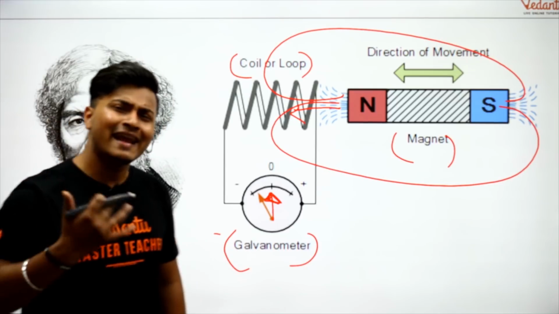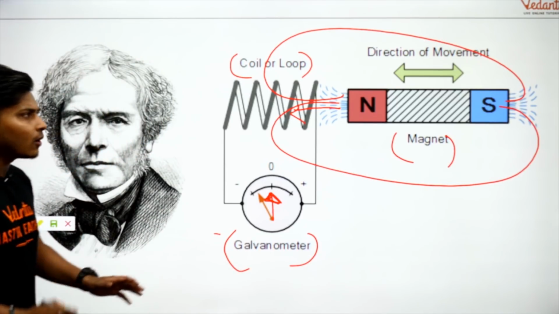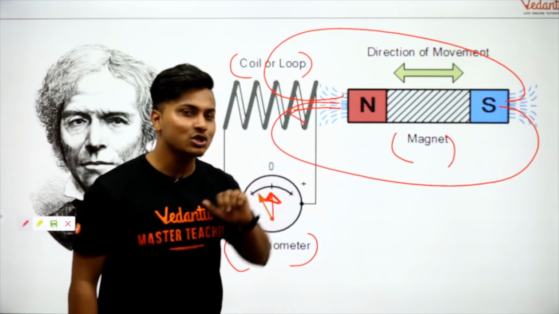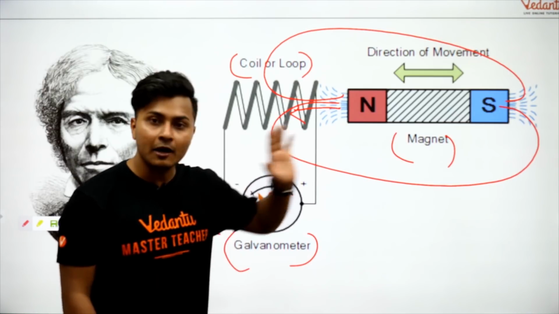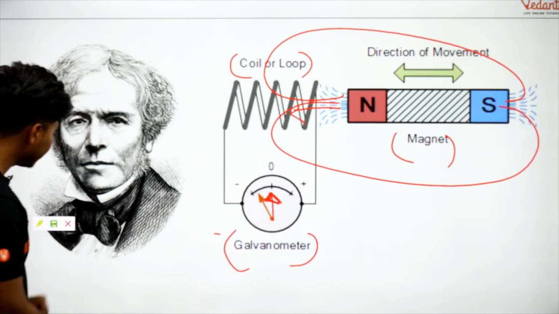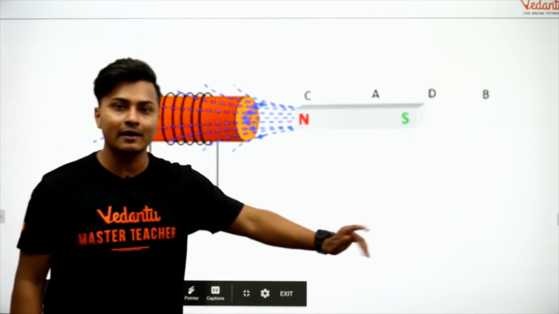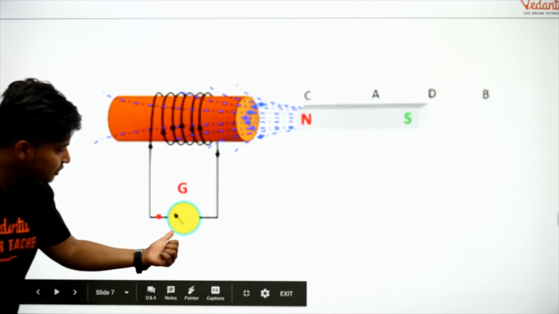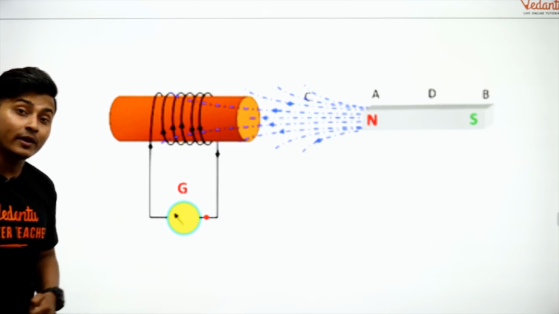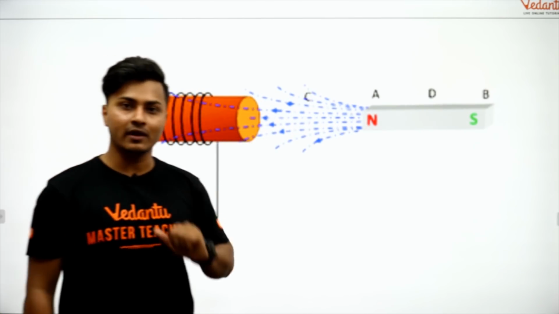So he thought, what next? My dear students, he thought, instead of keeping the magnet stationary, what would happen if I start moving the magnet? And that's what Michael Faraday did. He started moving the magnet, and then he saw there is a deflection. The galvanometer started showing deflection when the magnet is moving.